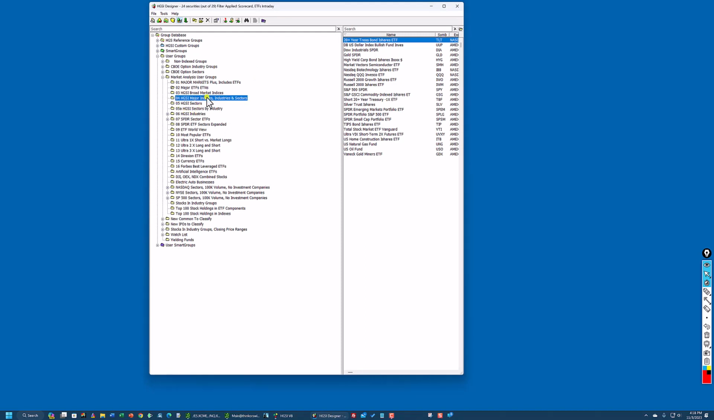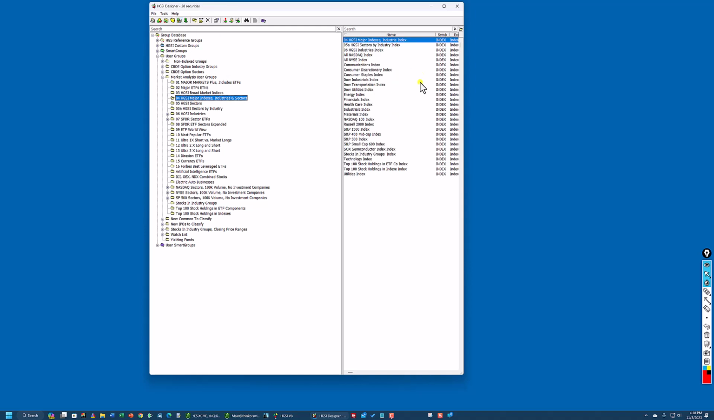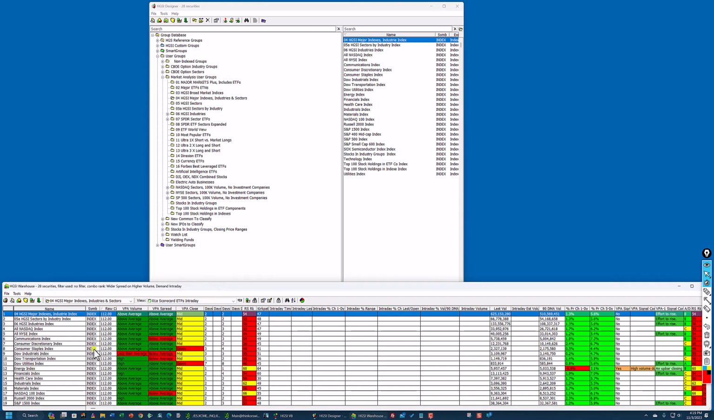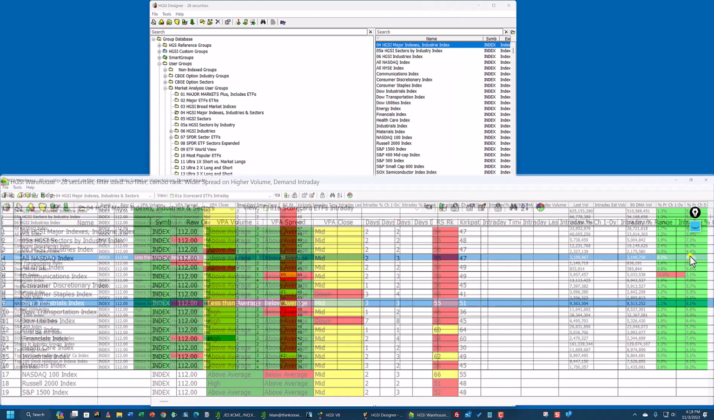So I'm just going to go in here and go to the major indexes and sectors, and I'll take my filter off. I'm going to click through here to the warehouse view. I'm going to change resolution on this screen so you can see it better. So I'm going to pause here. Okay, you can see that it enlarged everything.